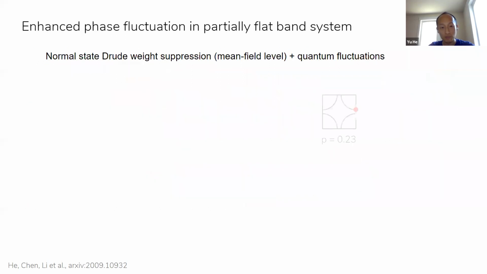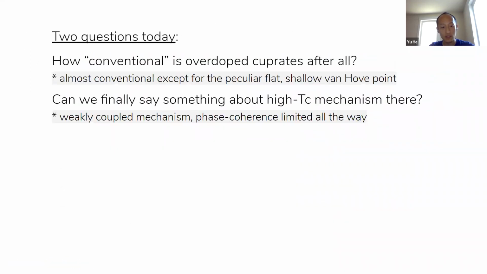So to the very end, I want to go back to these two questions we want to ask today. First is, how conventional are overdoped cuprates after all? I think what we can say is it's almost conventional, except for the band structure peculiarity and the substantial fluctuating superconductivity. And if we can say anything about the high TC mechanism, it really looks like a weakly coupled superconductor emerging from a metallic normal state with very well-defined quasi-particles. And the only peculiarity is that phase coherence is still the limiting factor for superconductivity across the entire superconducting dome that we have investigated so far.